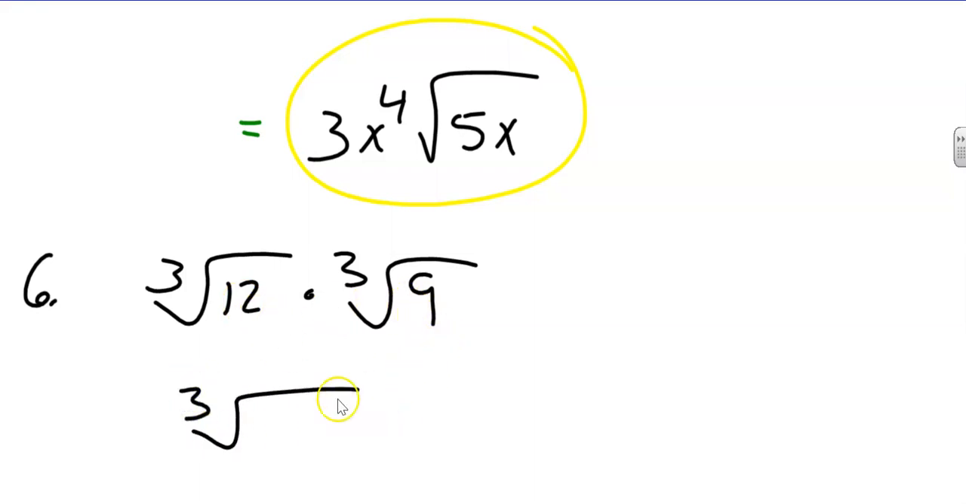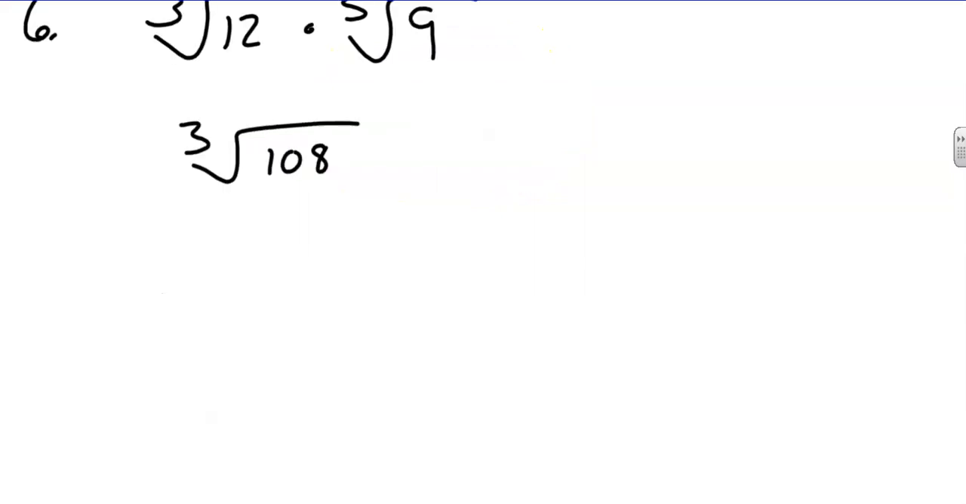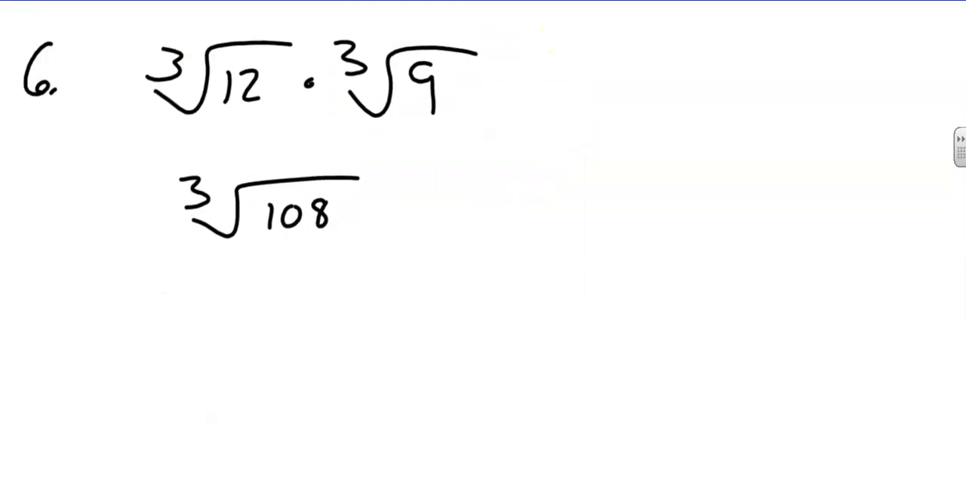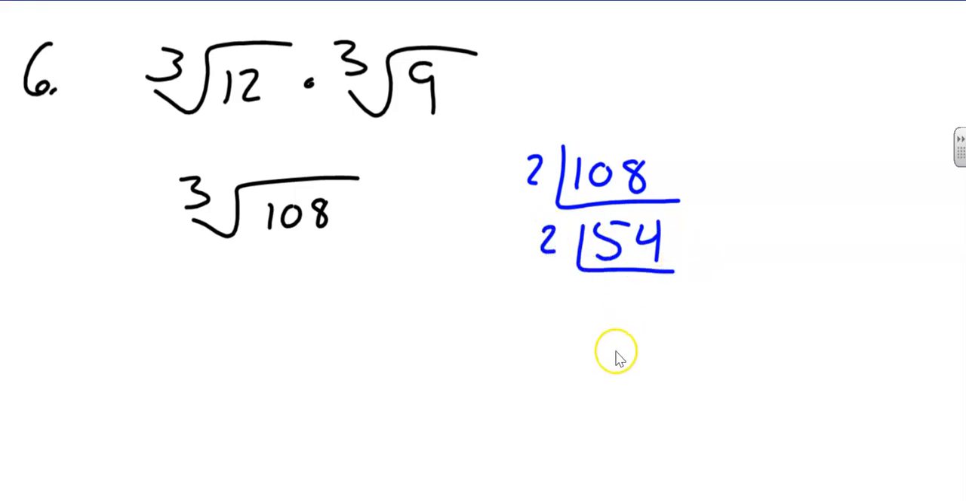12 times 9 would be 108. And then we're going to take the 108 and start to break it down. Okay, again, if you want to go with the even numbers, we know 2 would go into 108, get 54 left over. 54 is even, that's also another 2, makes 27. 9 times 3 for 27, which eventually gets it to 3 to the third.